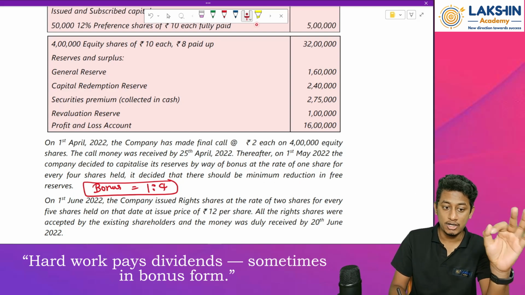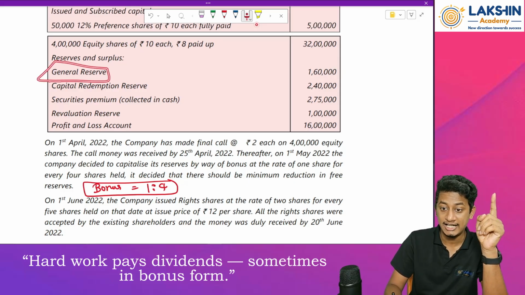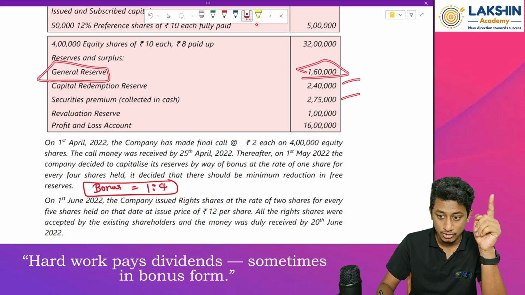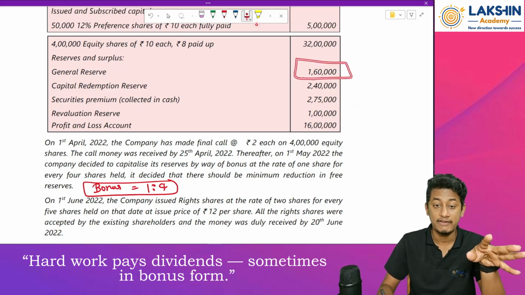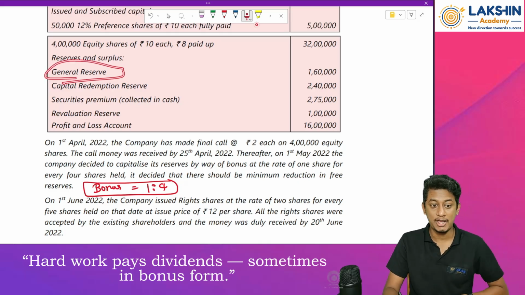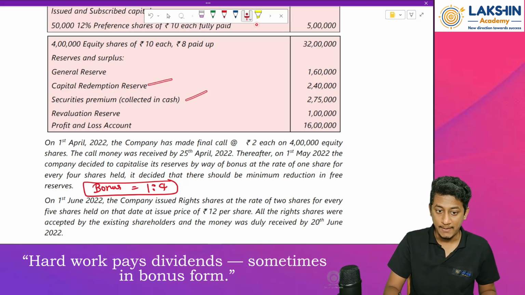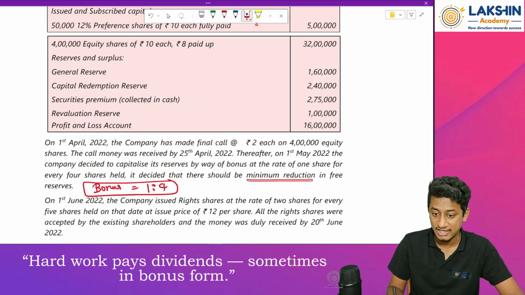General reserve will be called the free reserves. Remember, this has to be touched at the end. So first I will use 1, 2, 3, and only if anything extra is required will I touch my general reserve. Clear? So the priority will be securities premium, capital reserve, P&L account, and then general reserve at the end. Because the question clearly states there should be a minimum reduction in the free reserves.